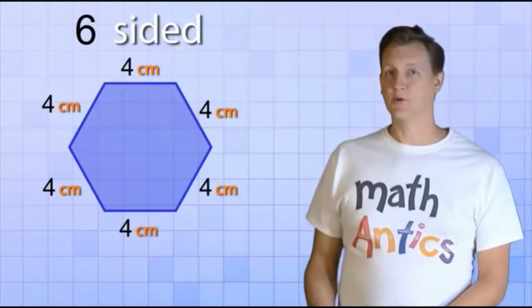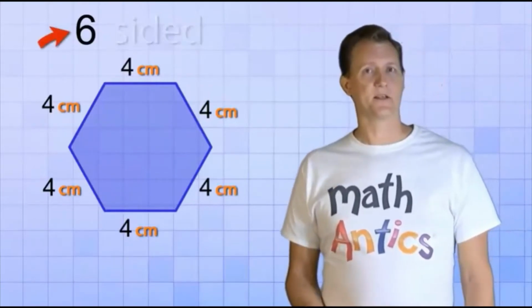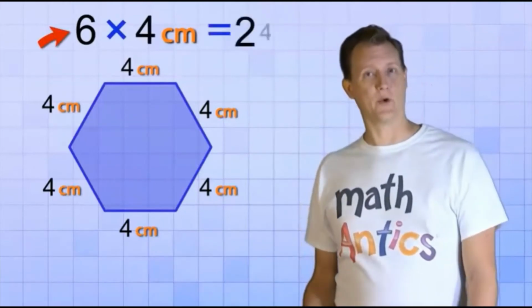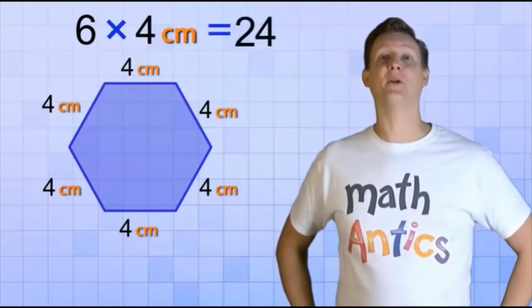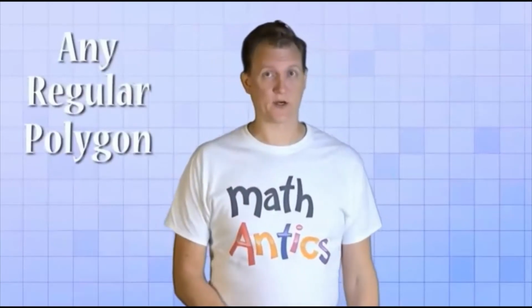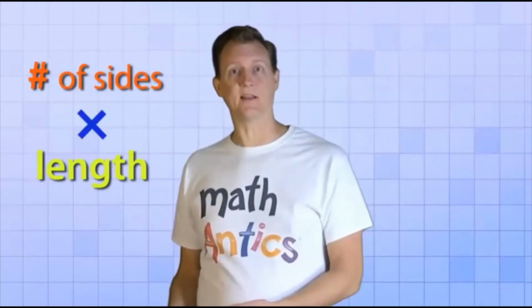All we have to do is multiply the number of sides, 6, by the length of the sides, 4 centimeters. 6 times 4 equals 24, so that means the total perimeter must be 24. 24 what? Centimeters. That's better. Oops. And this formula works for any regular polygon, no matter how many sides there are. If the sides are all the same length, you can just multiply the number of sides by the side length, and you have the perimeter. Okay, let's try one more example.